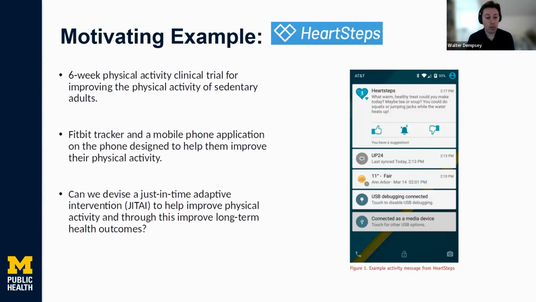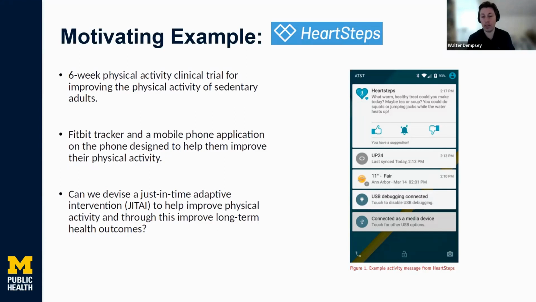And our JITAI was going to take into account data coming in real time to decide whether or not we send an intervention to try and get the person to be physically active. What those interventions looked like were these messages on the right. This is a HeartSteps message. It would pop up on your phone. I'll just read it out loud. What warm, healthy treat could you make today? Maybe tea or soup. You could do squats or jumping jacks while the water heats up. These were, I hate to say cutesy, but fun messages you could receive to try and get someone to be physically active.